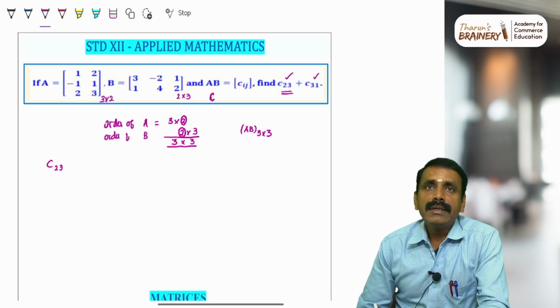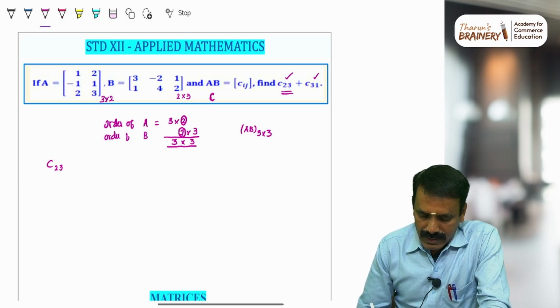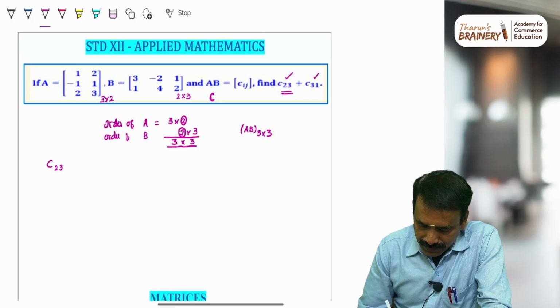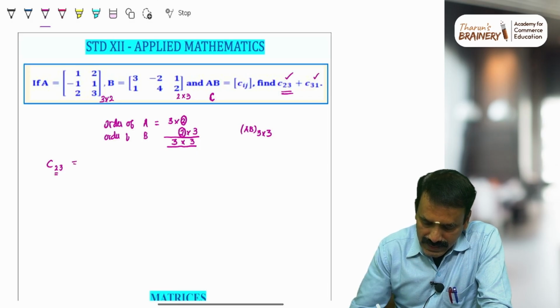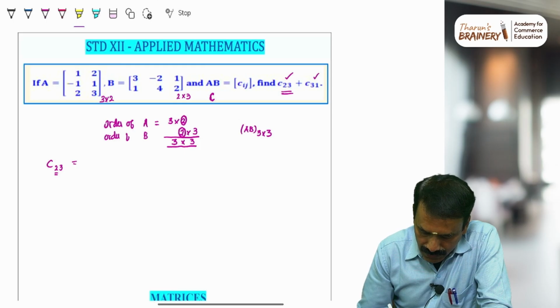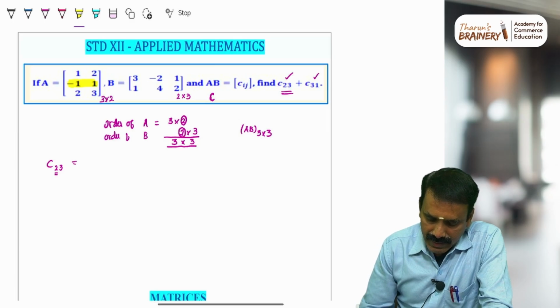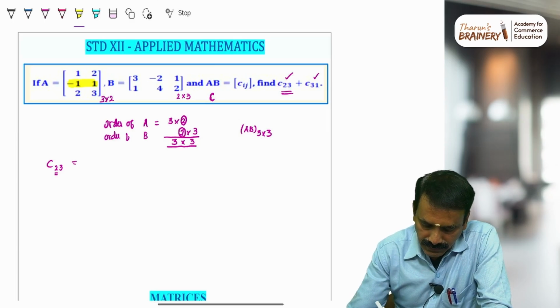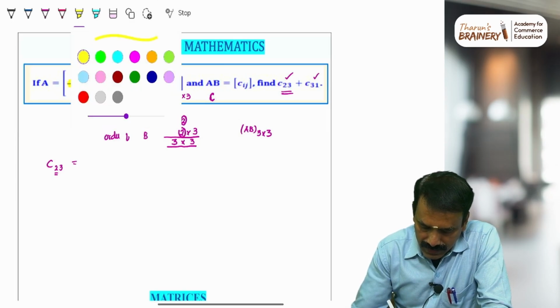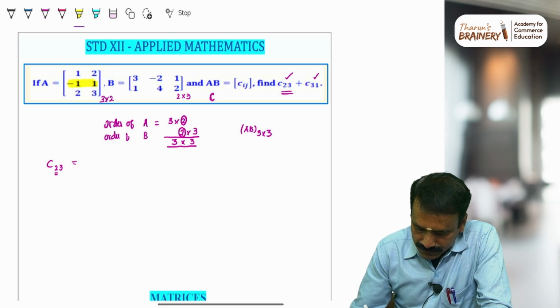How are we getting C23? C23 is obtained by multiplying the second row of the first matrix. What is the second row? The second row is this one. The second row of the first matrix is multiplied with the third column. So, this is this element.